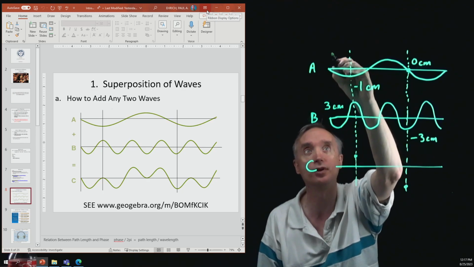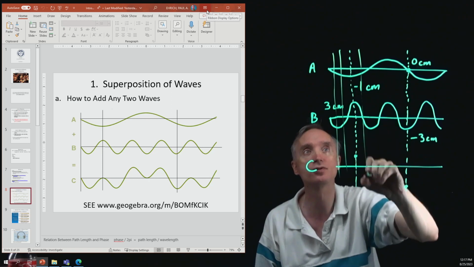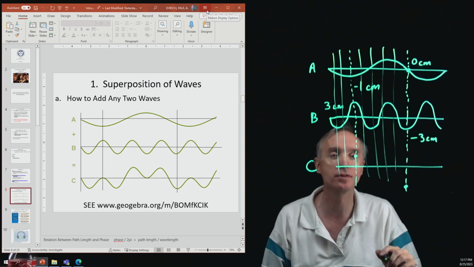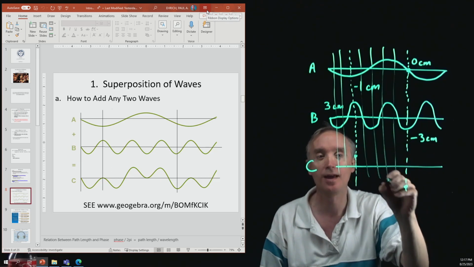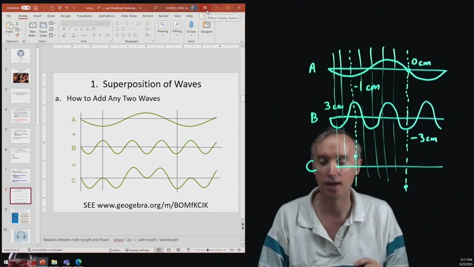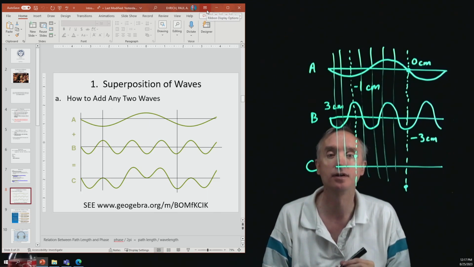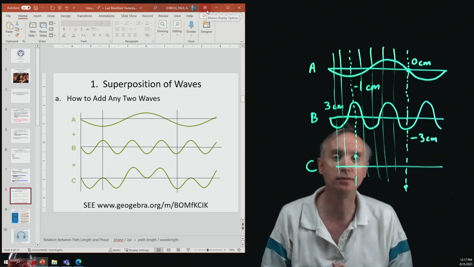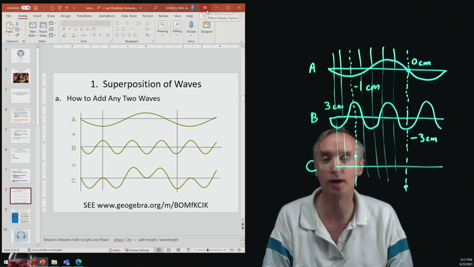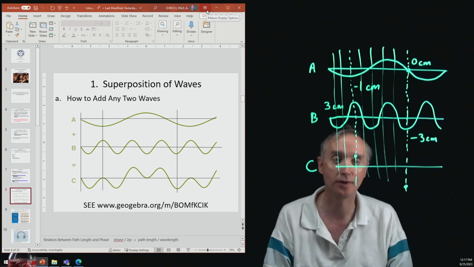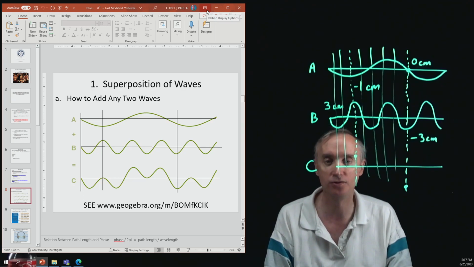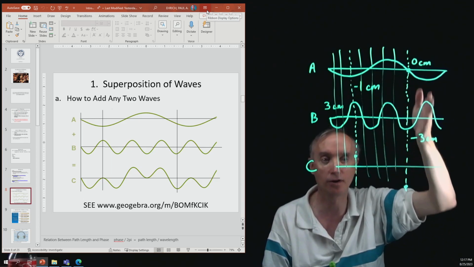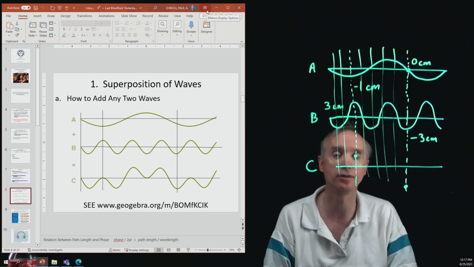So what I'm going to end up doing is I'm going to have a whole bunch of lines like this, and then for each of those lines I'm going to have a dot on it, and then I just need to connect the dots. And then when I do that, I will get wave C. So wave C is what happens when you add wave A to wave B. It takes a long time to do one of these things. And the more lines that you have, the more accurate it's going to be.